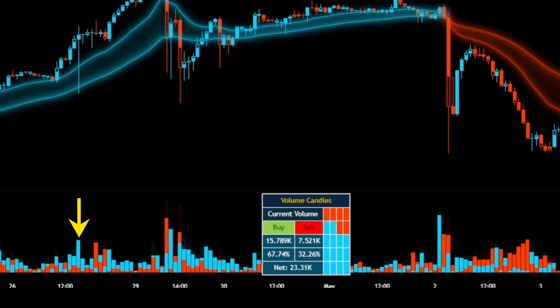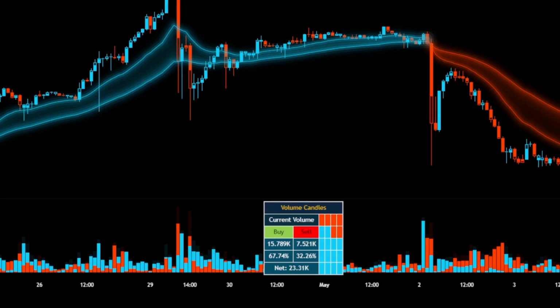If the navy bars are more dominant than the red bars, it is a bullish confirmation. To be more certain, make sure the buy percentage is higher than the sell percentage. If the red bars are more dominant than the navy bars, it is a bearish confirmation. To be more certain, make sure the sell percentage is higher than the buy percentage.